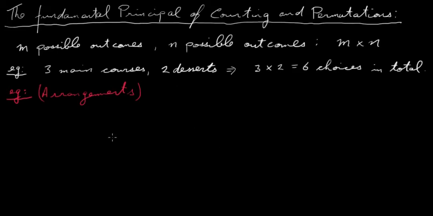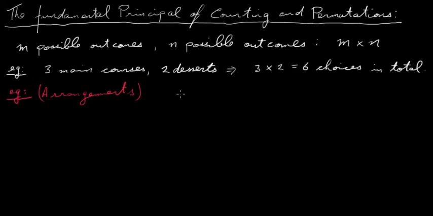But really the fundamental principle of counting just says all you've got to do is multiply 3 by 2. So 3 times 2 is 6, so you've got 6 choices in total. So you can list them all, or you can just simply multiply 3 by 2. Multiplying is obviously a lot quicker. Okay, so that's really the fundamental principle of counting. So what we're going to do now is look at arrangements or permutations. So I'm going to take some examples.